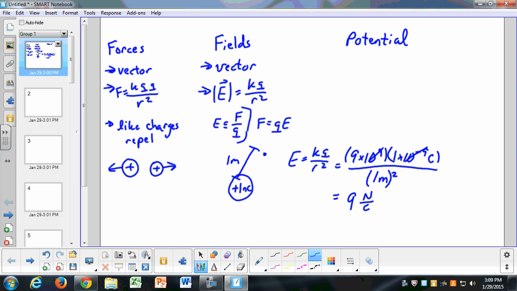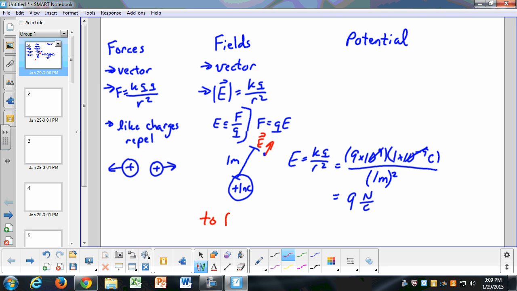This comes about from our definition. The electric field is defined by the force. So whatever the direction of the force is on this positive test charge is the direction of the electric field. So if I have a positive charge, the direction of the electric field at that point is in that direction. All right, so that's how we find the direction.